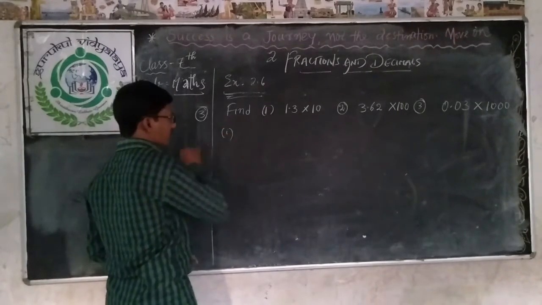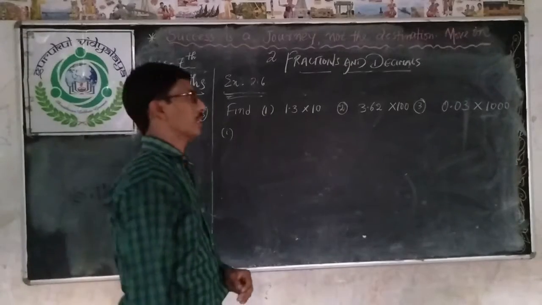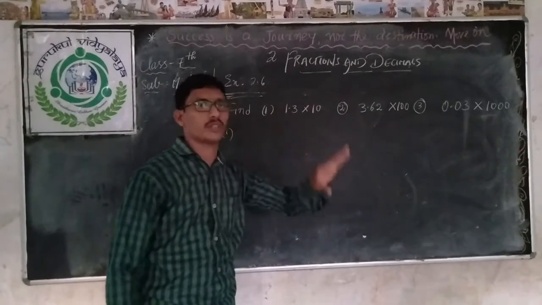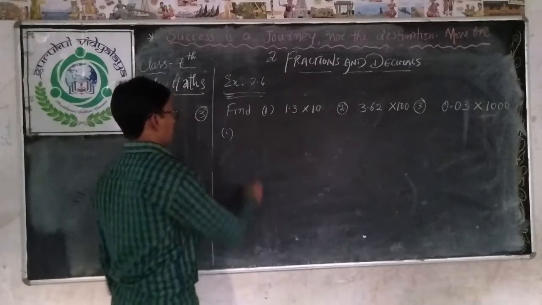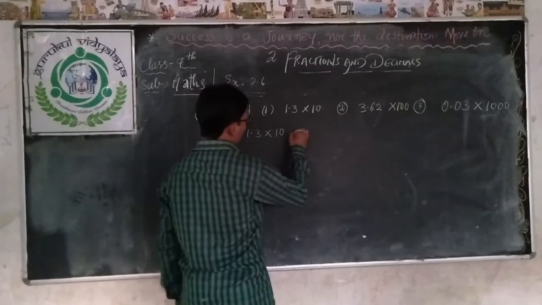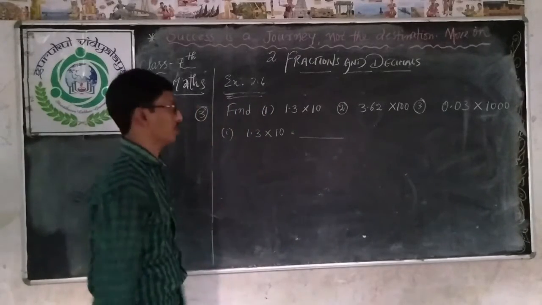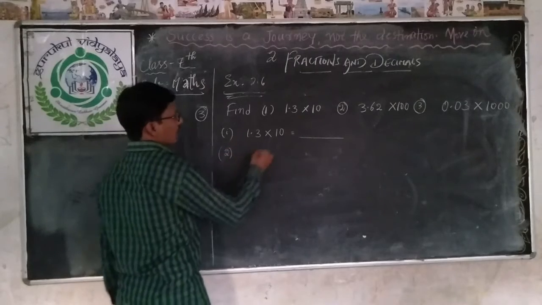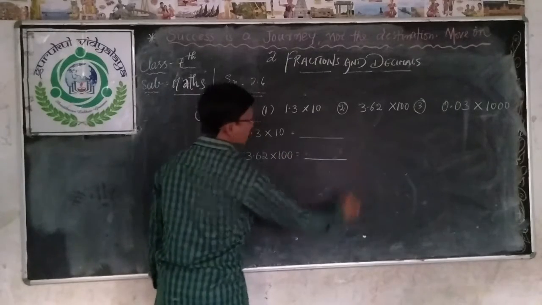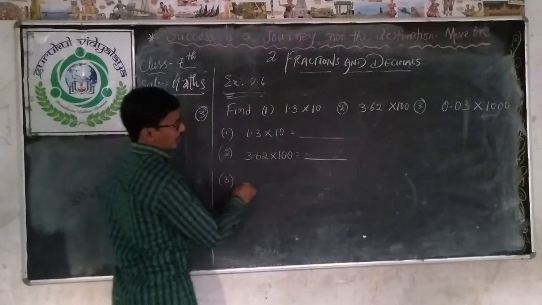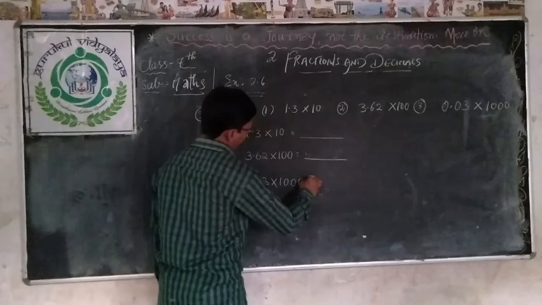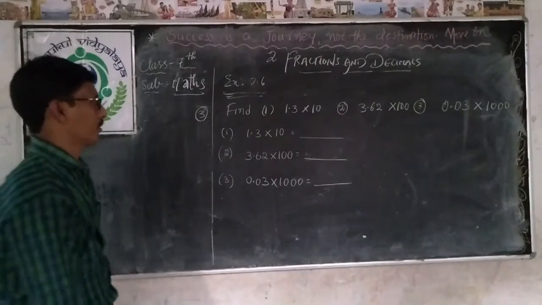First one, suppose. Very easy to do these problems. Either you can directly multiply these two numbers, or else you can convert the decimal number into a fraction and solve it. Okay, first one 1.3 into 10, that is equal to dash. In two methods I will explain these problems. Second problem, 3.62 into 100. Third problem, 0.03 into 1000.